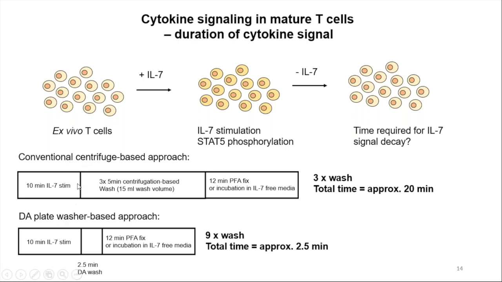So we are starting with exactly the same cells with the same 10-minute stimulation. With the conventional centrifuge, we did 3 times 5-minute conventional centrifugation using a 15 ml wash volume. And we really wanted to use as many centrifugation steps as possible, because T cells are extremely sensitive to IL-7, and we really wanted to make sure that we will be able to actually remove IL-7 completely. And after the centrifugation, the cells were either immediately fixed with paraformaldehyde, or they were incubated in IL-7 free media for the given amount of time, followed by PFA fixation.